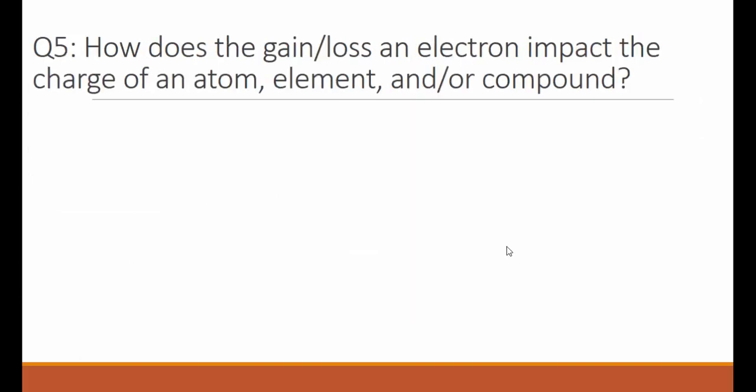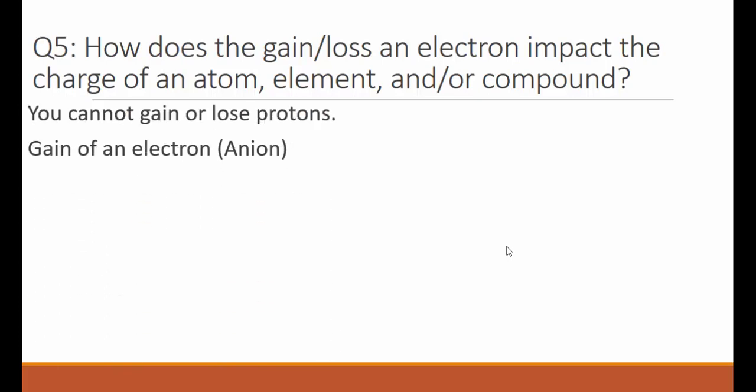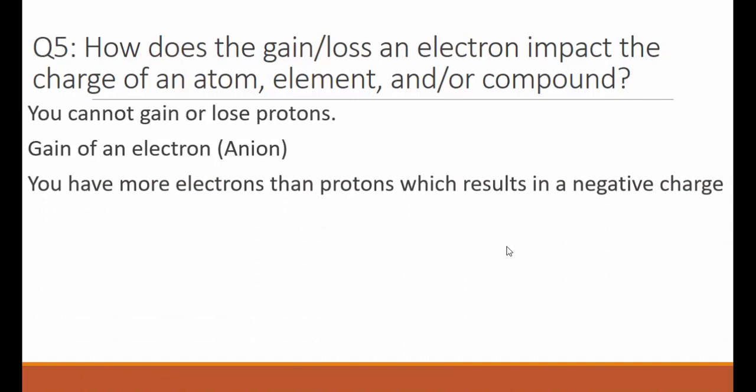Number 5, how does the gain or loss of an electron impact the charge of an atom, element, or compound? Well, when we have the gain of an electron, we call that an anion. And you have to remember, you can't gain or lose protons. Now, when you gain an electron, you have more electrons than protons. And when you have more electrons than protons, you ask yourself, what does an electron carry? It carries a negative charge. Therefore, the atom, the element, or the compound will have a negative charge.